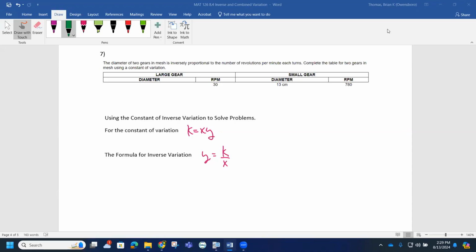So let's look at question 7 here. The diameter of two gears in mesh is inversely proportional to the number of revolutions per minute each turns. Complete the table for the two gears in mesh using a constant of variation.